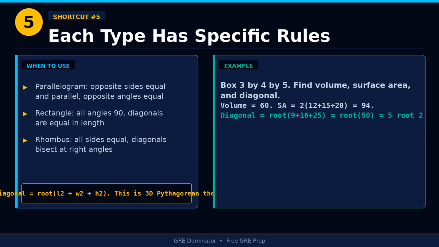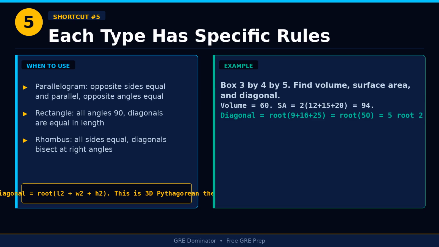Quadrilateral properties. Parallelogram. Opposite sides are equal and parallel. Opposite angles are equal. Diagonals bisect each other. Rectangle. All 4 angles are 90 degrees. Opposite sides are equal, and diagonals are equal in length. Rhombus. All 4 sides are equal, opposite angles are equal, and diagonals bisect each other at right angles. Square combines rectangle and rhombus. All sides equal, all angles 90, diagonals equal and perpendicular.